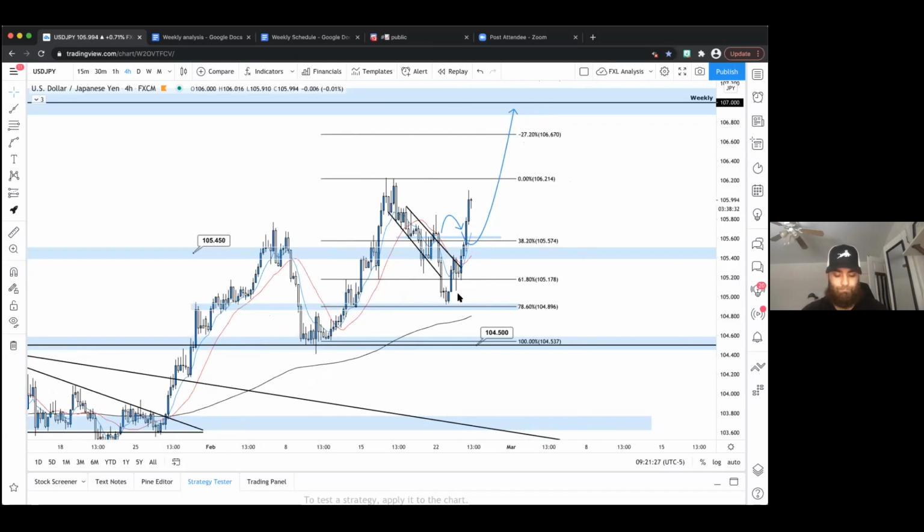Instead it pulled back to 78.6, clean reversal, started pushing higher, found a little bit of resistance, gave us a higher low on a lower time frame, and then took off. So there's a great entry in there. This thing is rallying now.